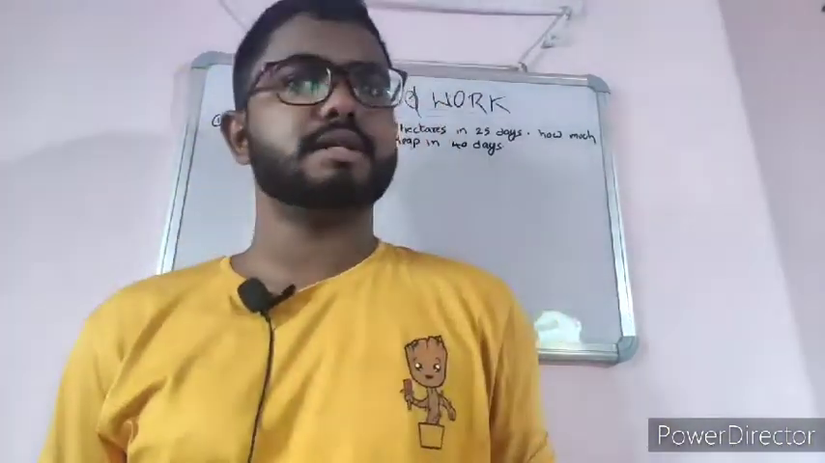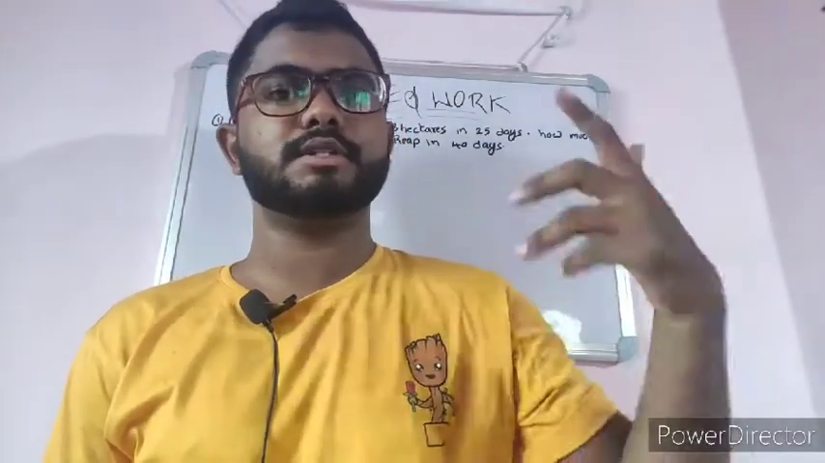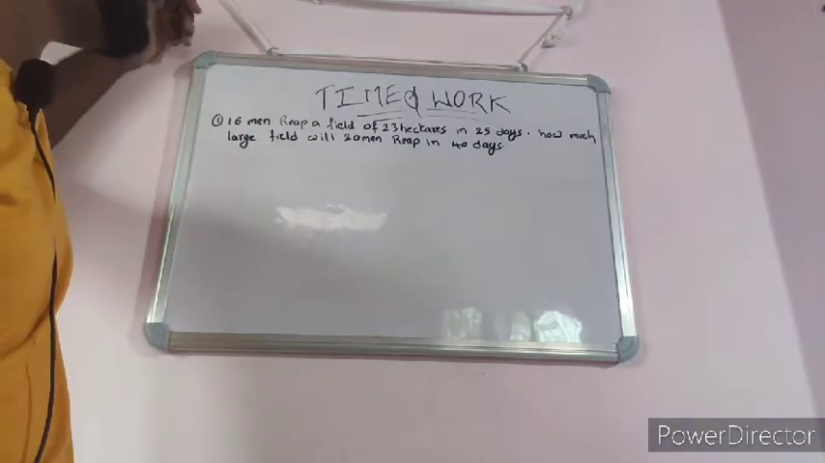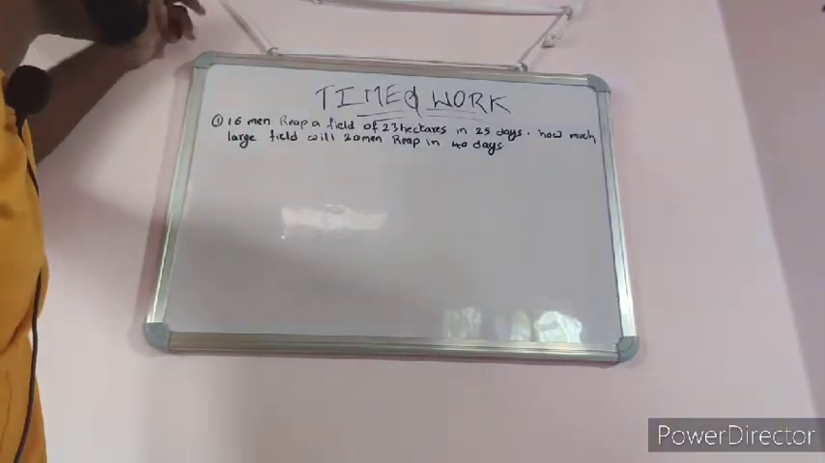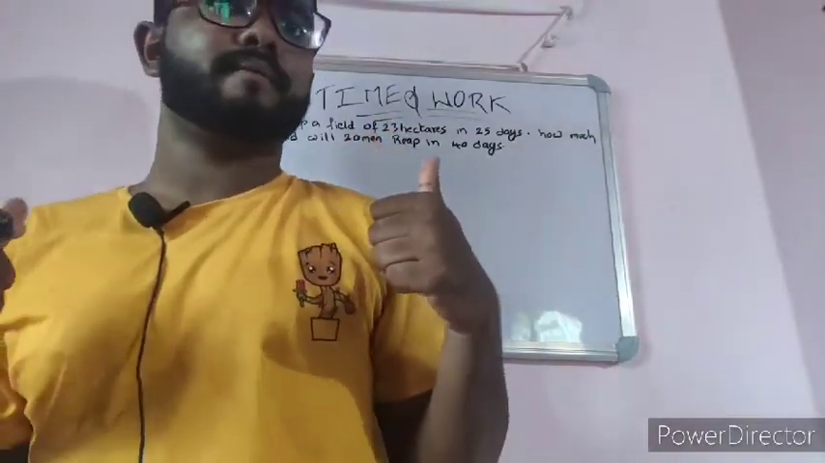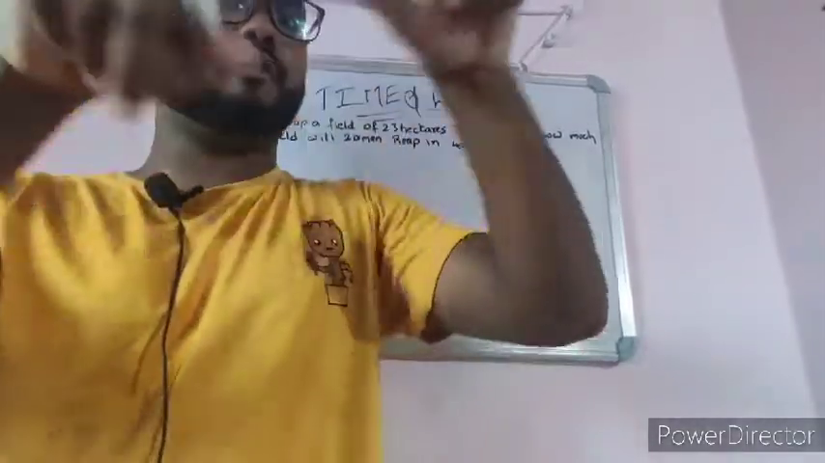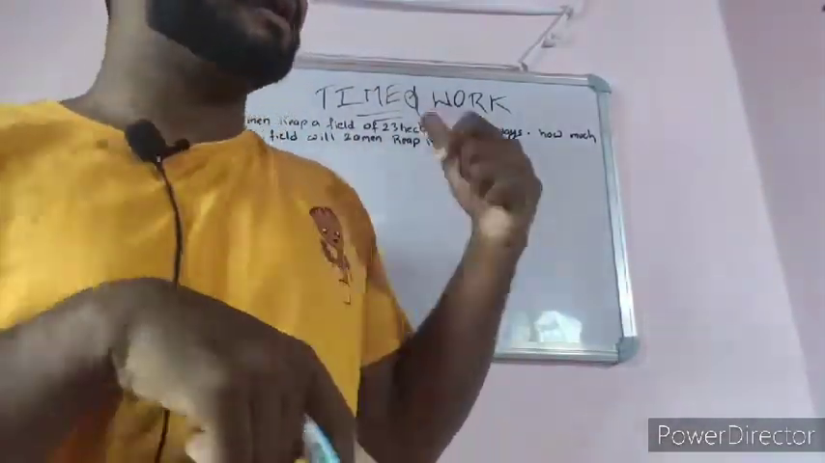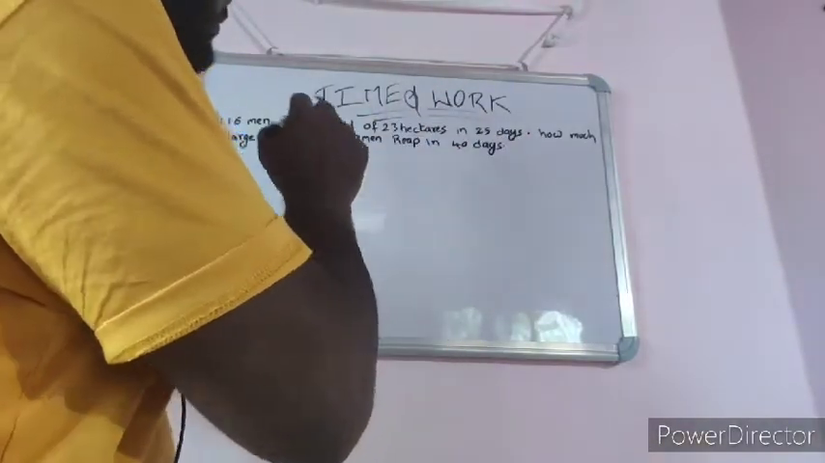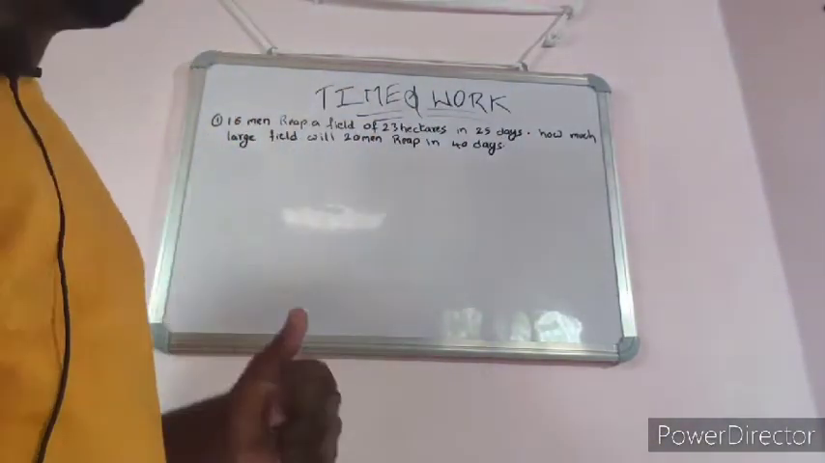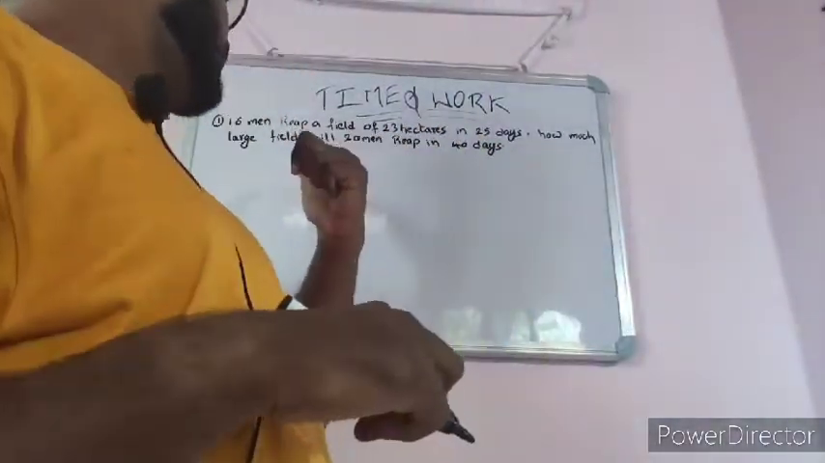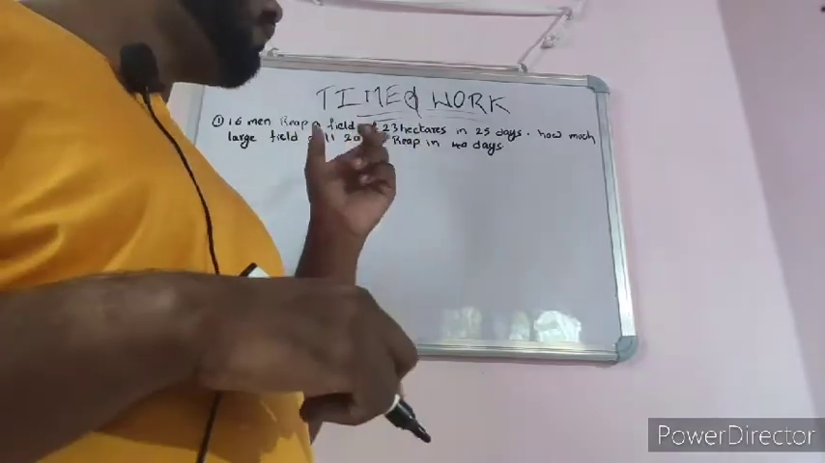Let's discuss a problem based upon the concept we have discussed earlier. The problem is: 16 men reap a field of 23 hectares in 25 days. You got the point, right? There are 16 men. They can reap a field of 23 hectares in 25 days. How large a field, the area of the field, can 20 men reap in 40 days?